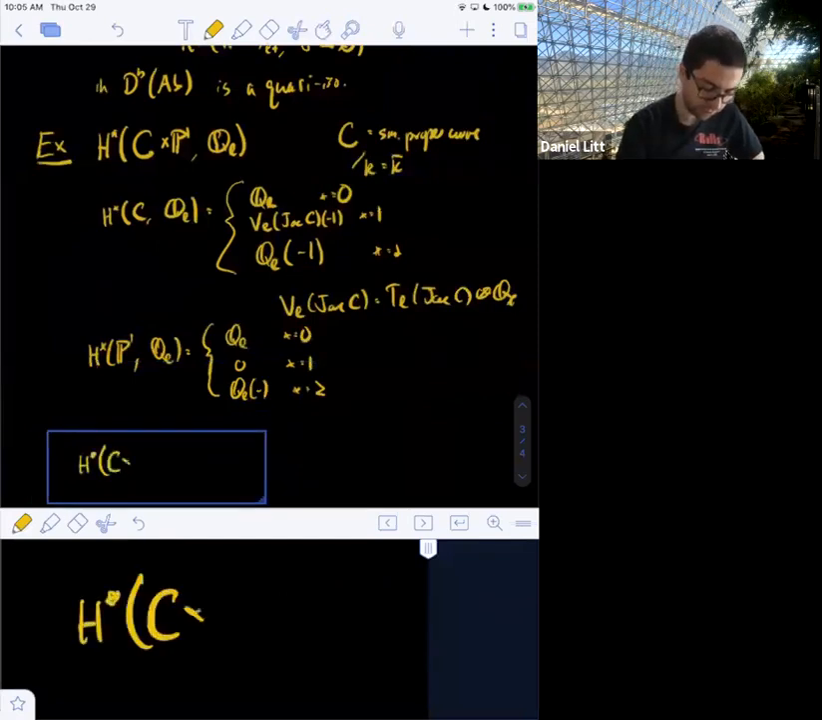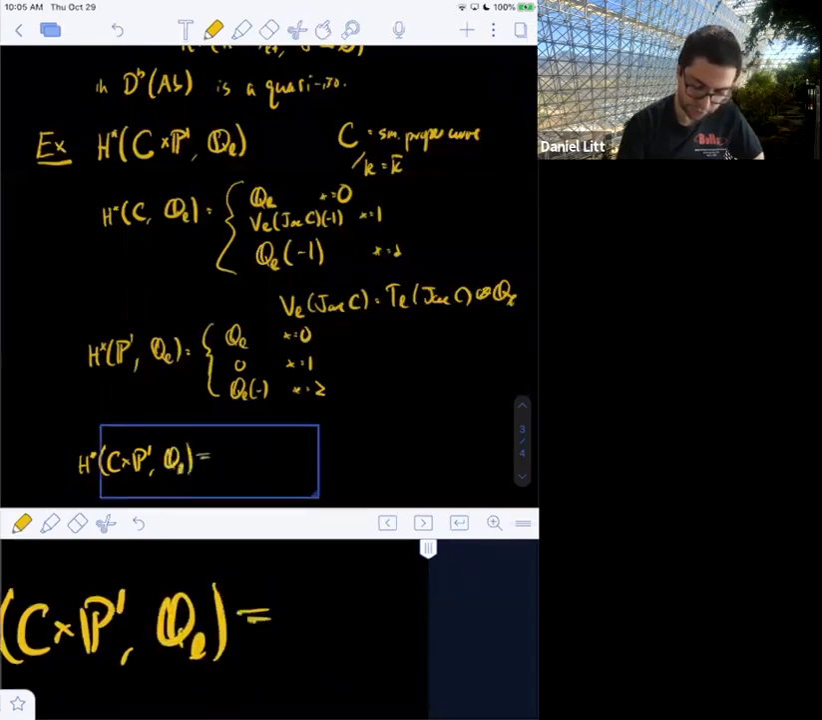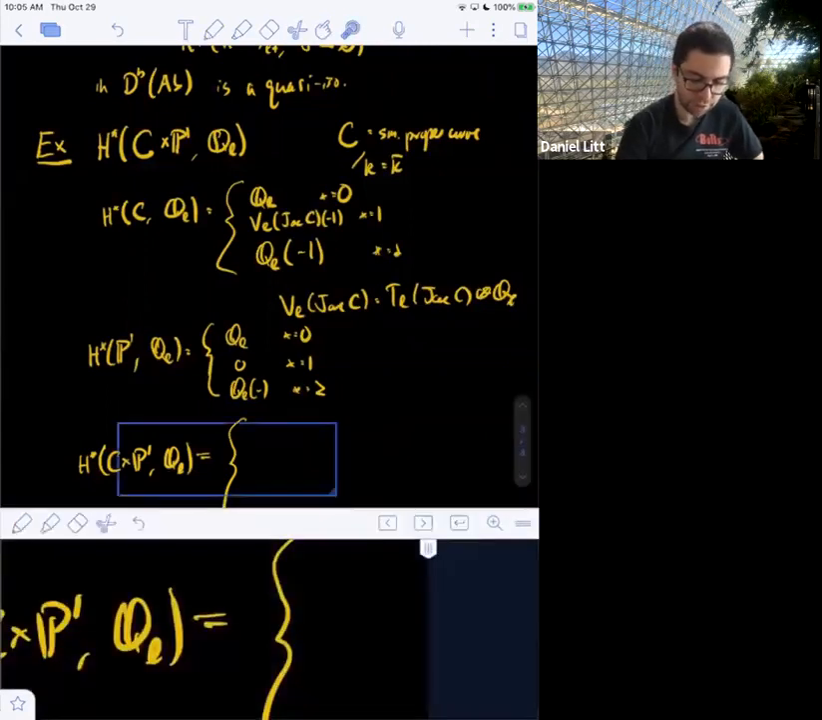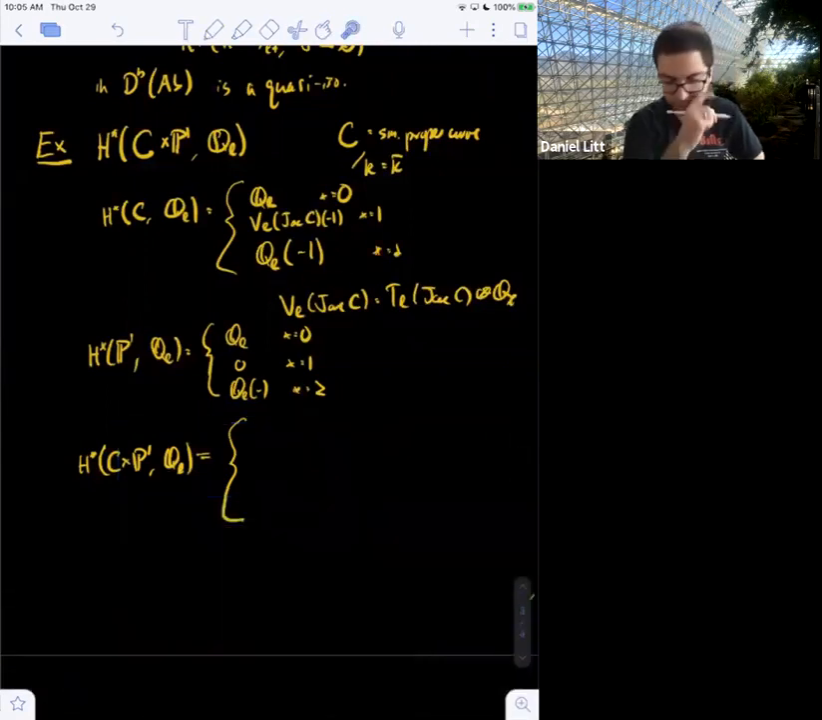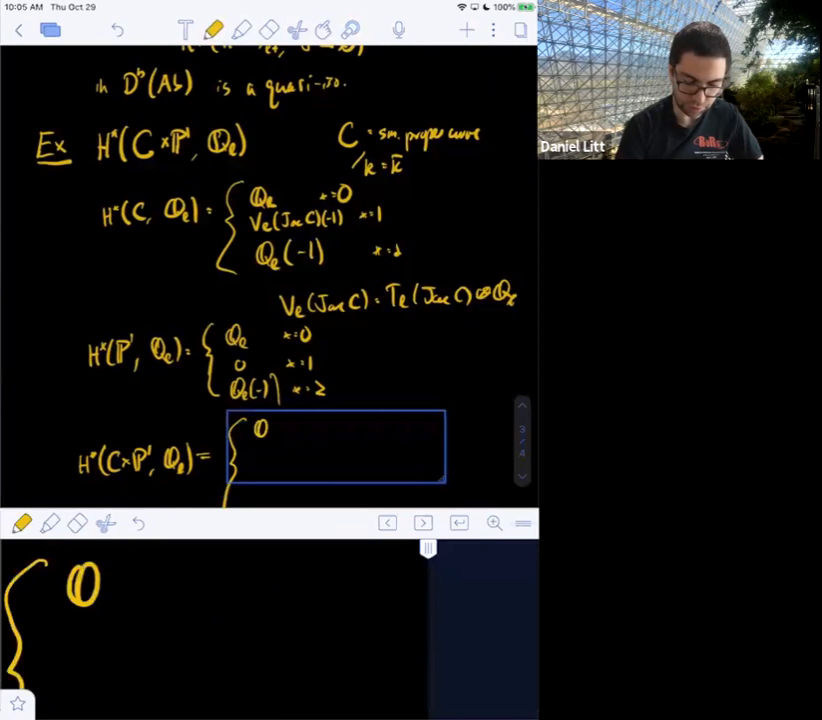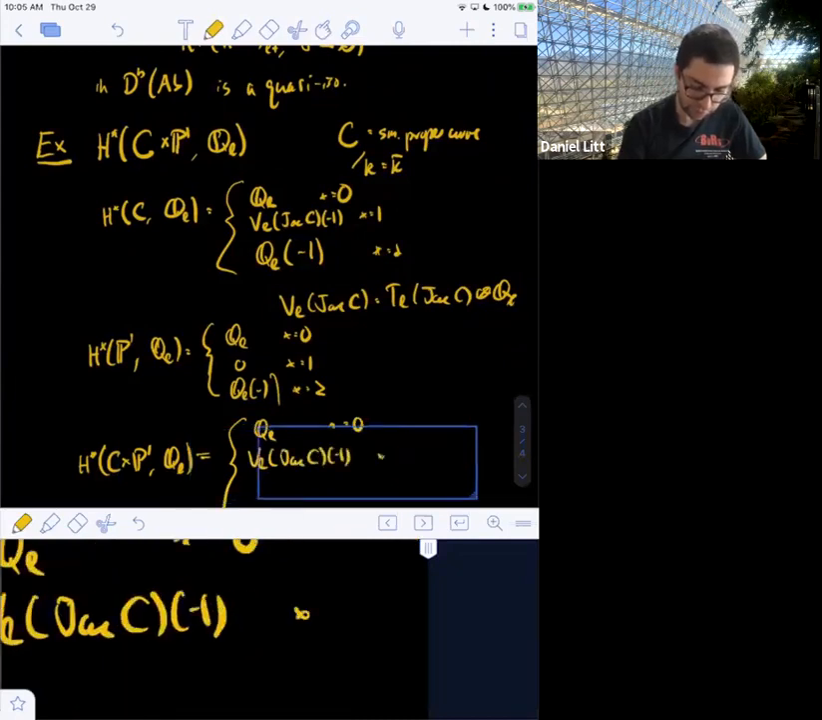So we can just work it out. We just take this, and then we also take it shifted by QL of -1 in degree 2. So we get QL in degree 0. We get the Tate module of the Jacobian of C -1 in degree 1.